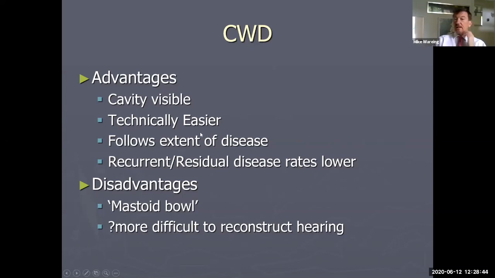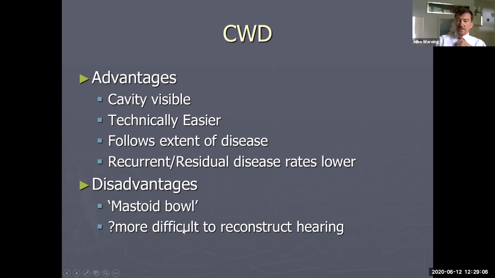The other advantage of a canal wall down is essentially it follows the extent of the disease, so you don't need to do more drilling or remove more tissue than the disease has dictated to you. And the figures are that recurrent and residual disease rates are lower. They're not zero, they're just lower.